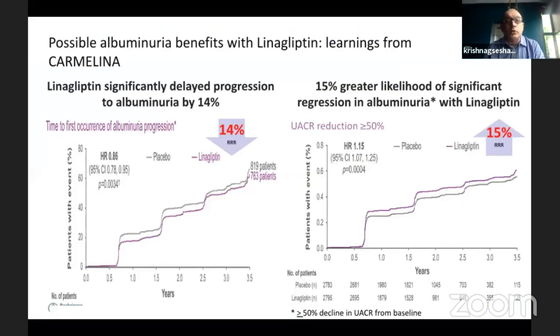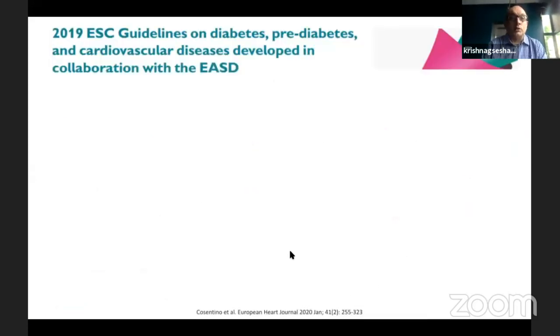So the albuminuria benefits, as I talked about, is a 14% risk reduction in terms of progression to albuminuria, and of course, importantly, a 15% reduction of regression with albuminuria. Again, interesting, and something that we can add as a plus point, but certainly not something that you want to extrapolate in terms of renal outcomes. But together, they don't harm.